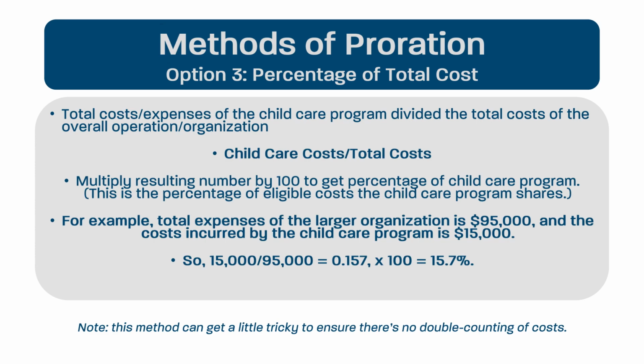Once you have both figures ready, you divide the total costs of your child care program by the total costs of your overall organization. Once you have that figure, which will be a decimal, multiply it by 100 to get a percentage. Say you spend $15,000 on your child care program and $95,000 overall. You divide $15,000 by $95,000. Your result is 0.157. Multiply that number by 100 to get the percentage, 15.7%. That means that 15.7% of your overall expenses would be eligible.